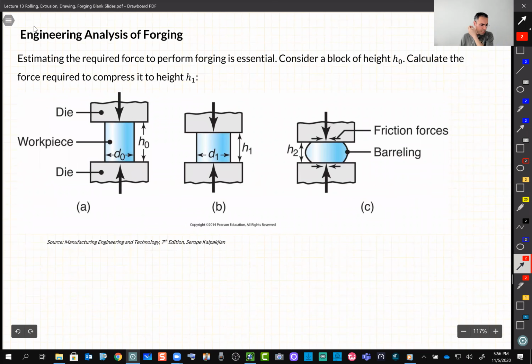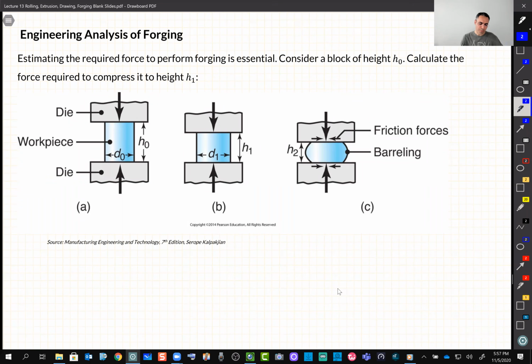So we are getting to the engineering analysis of forging. I guess we'd better finish it because then you can work on assignment 4, which is the last assignment, and it's just 2 questions. And this one is super simple. Let's quickly get to that.